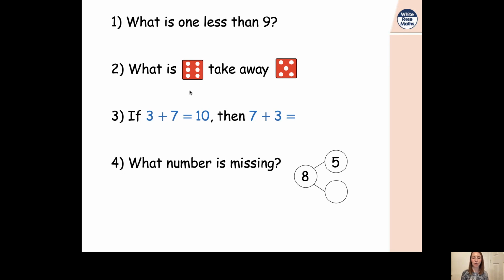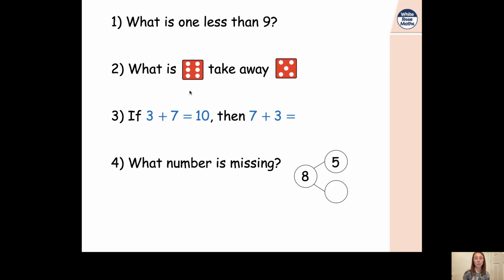Okay, question number 4. What number is missing? You've got a part whole model, and in your parts you've got the number 5, and the other part has been taken away. So you've got to work out what part you would need to add to the number 5 to make the number 8. What do you add to 5 to make the number 8? Pause the video and have a go. Okay, if you finished all those questions, I'll share the answers for you now.